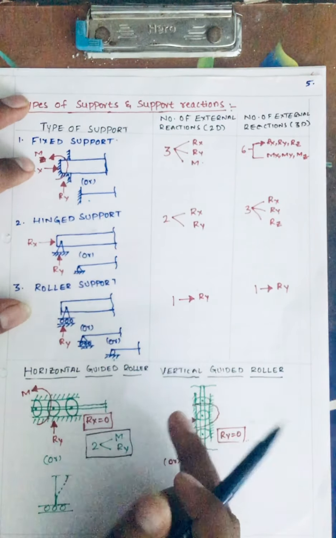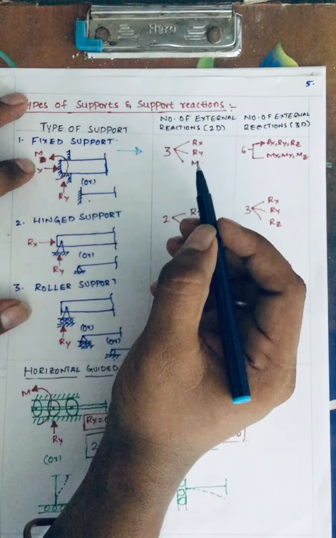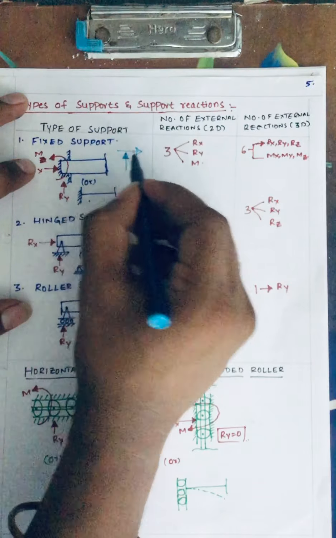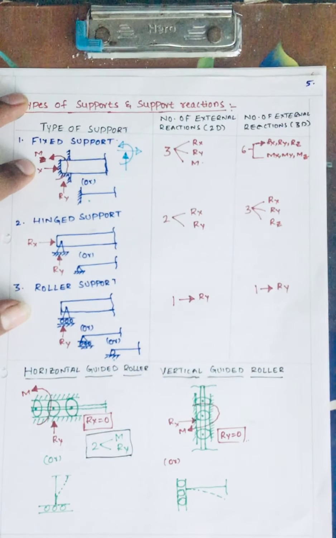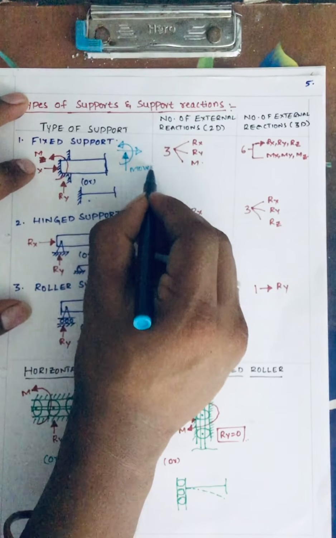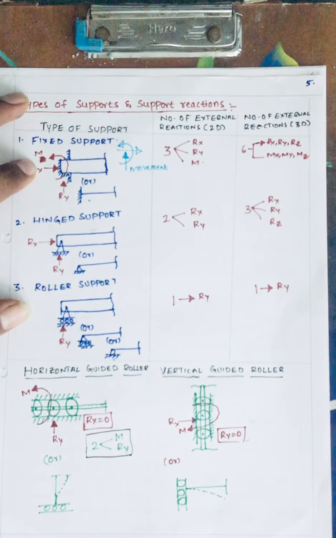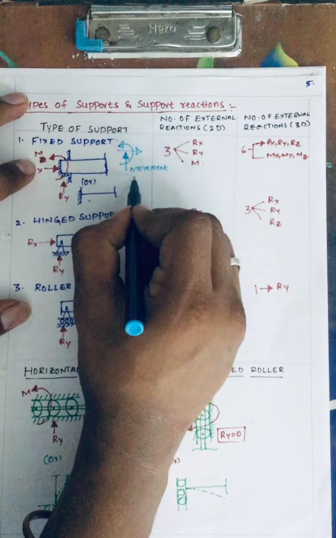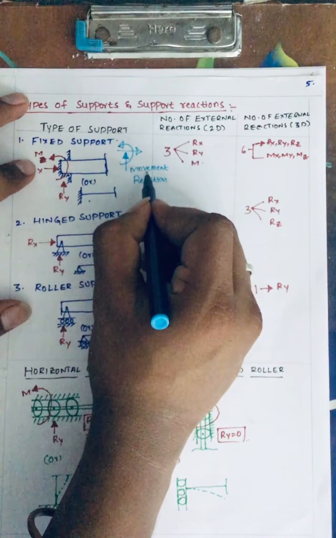So what do you mean by translation? Which can move in x direction, that is called translation in x. Translation in y direction, which can move in y direction. Rotation, that is an anti-clockwise rotation. So these are the possible things which can move. Translation means movement. Now the resisting forces for these movements are called reactions. The opposite word to movement is reaction.